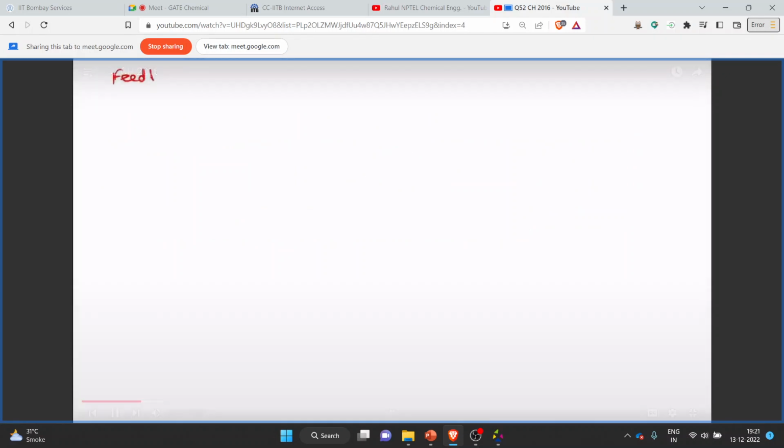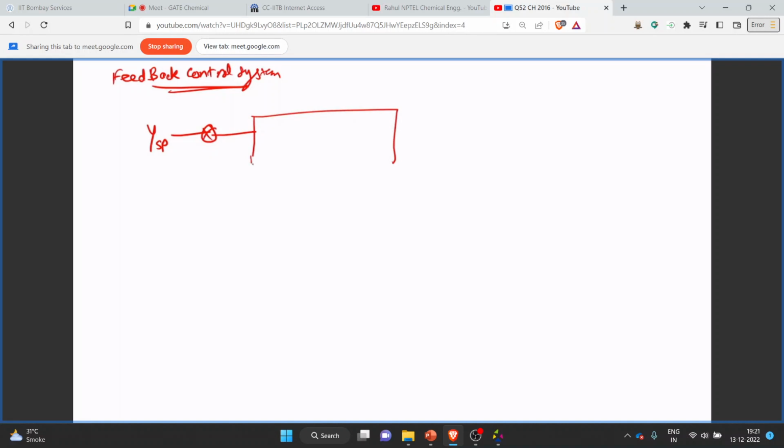This is a closed loop feedback control system. The set point of the system will be YSP. Then we have been provided a PI controller, so we can write the transfer function of the PI controller as GC is equal to K(1 + 1/(tau I S)), and tau I we have been given as 0.1 minute.